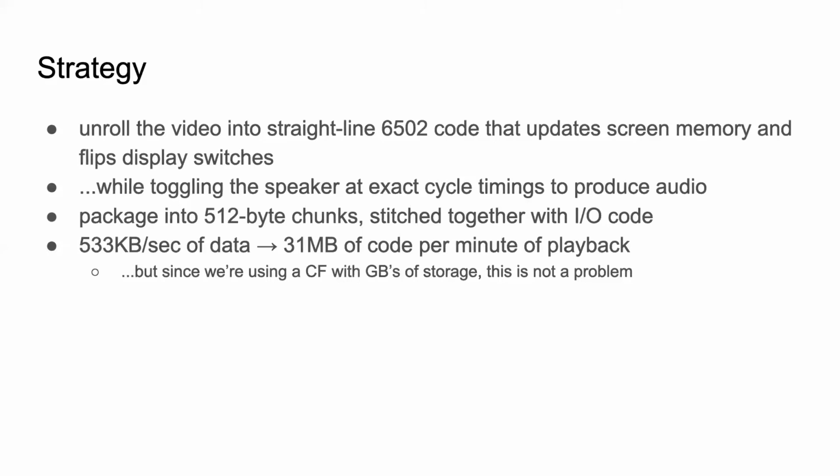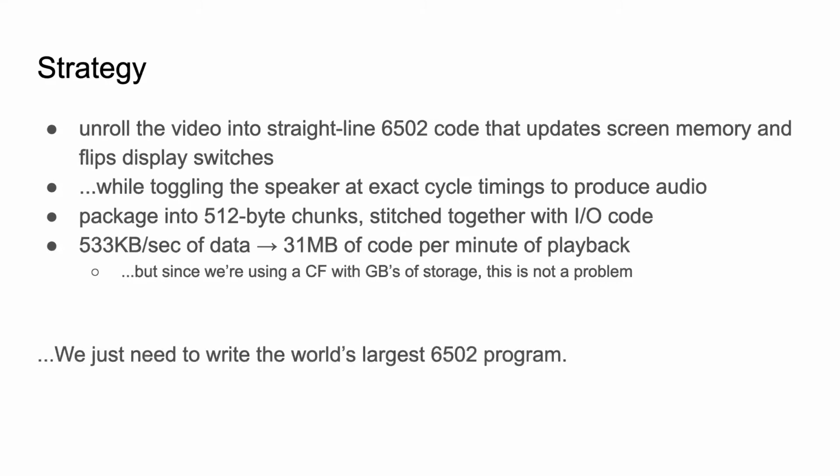And so this 6502 code is going to be packaged into 512-byte chunks, and these will be paged together with the I/O code we looked at. And because the code is being loaded and executed at about 500 kilobytes per second, these video files are going to be quite large, about 30 megs per minute. Ordinarily this would be a problem, but here we're using a compact flash device and it's got gigabytes of storage to spare, so this is not actually a problem for us. To summarize, we just need to write the world's largest 6502 program.